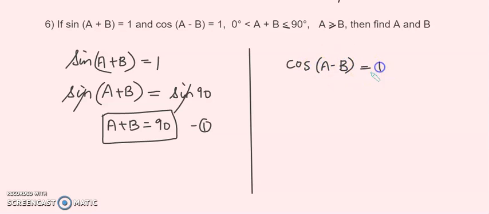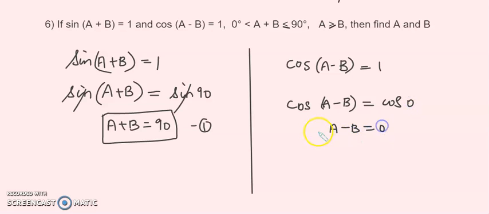Which angle of cos is 1? Yes, cos 0 is 1. So cos of a minus b equals cos 0. So a minus b equals 0. So that's our second equation.